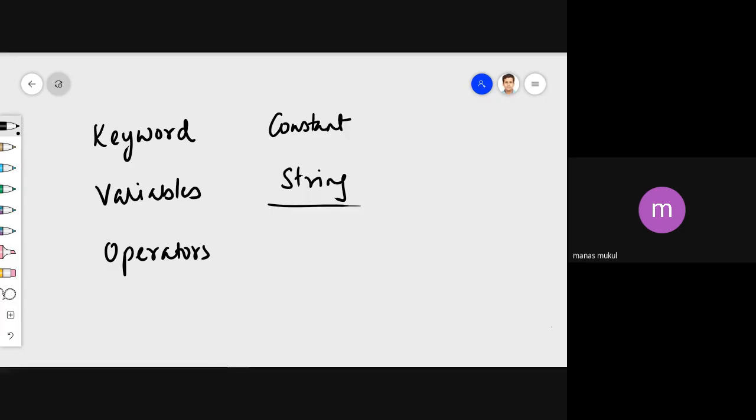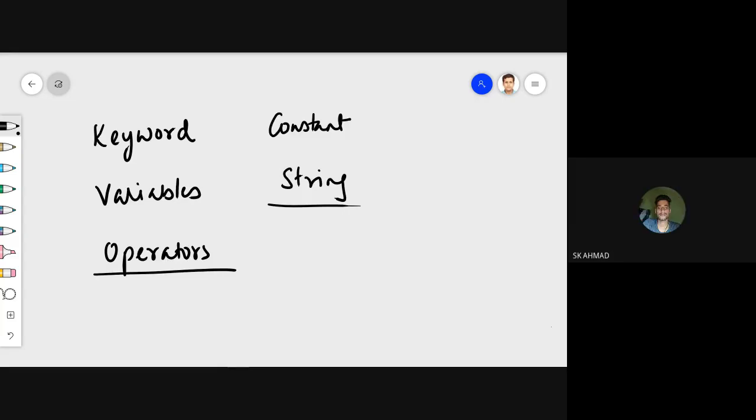Now let me ask you, what are operators? If you're not answering, then please mute your microphones. Okay, thank you. So next is operators. Can you tell me what are operators? Anyone? Why do we need operators? What are operators? Just think about operators.